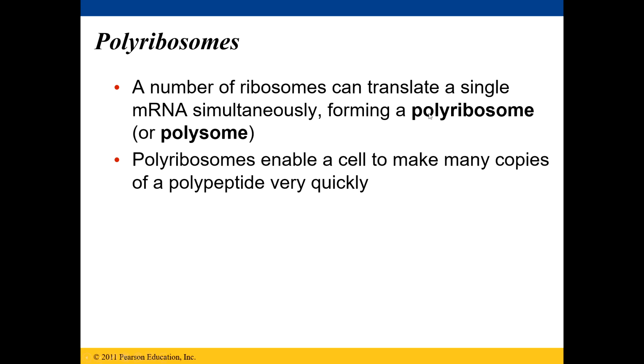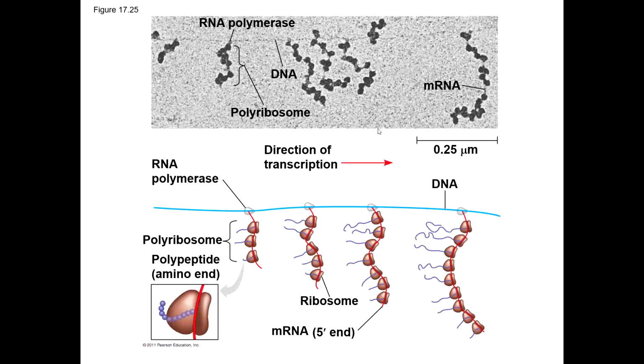The way that we do that is through something called a polyribosome, or polysome for short. And polyribosomes enable a cell to make many copies very, very quickly. So as you see here, we've got your DNA shown in blue, and then you've got many of these polymerases moving along. Remember, these are RNA polymerases. Why? Because they're making RNA, not DNA.